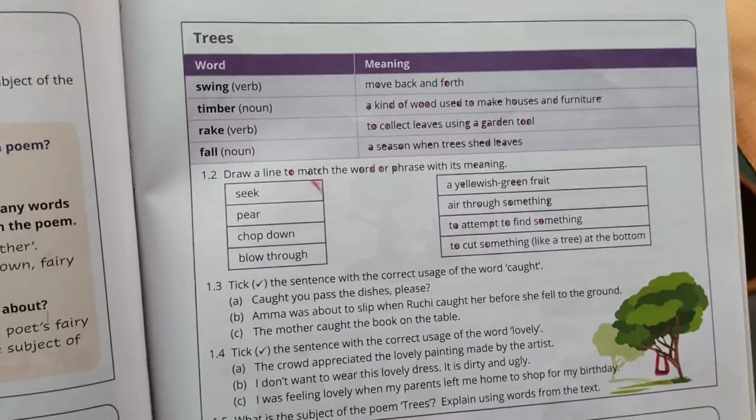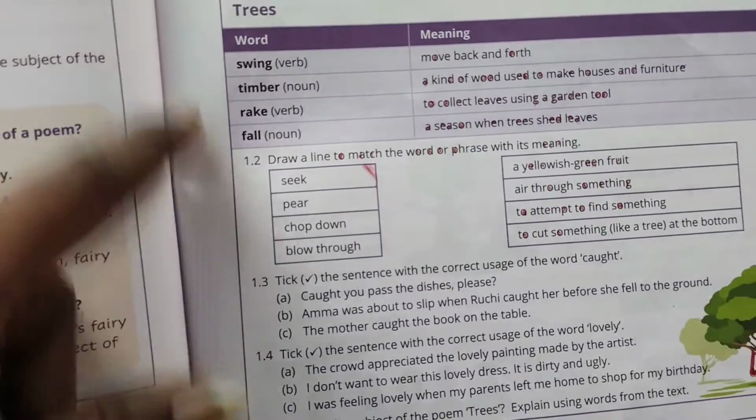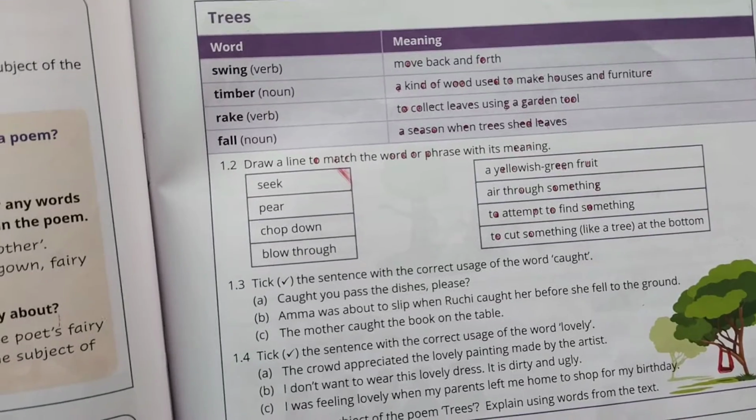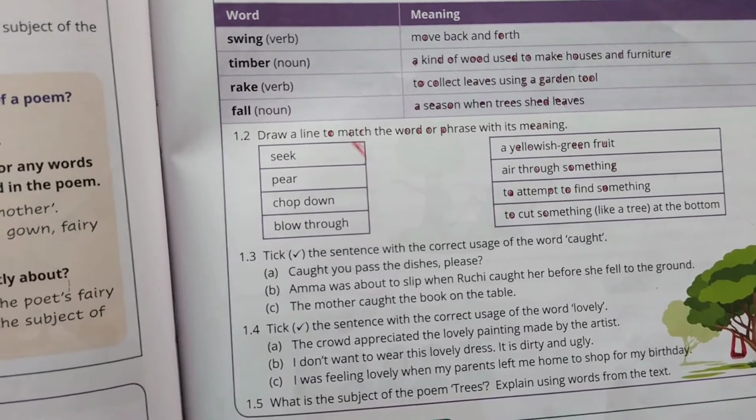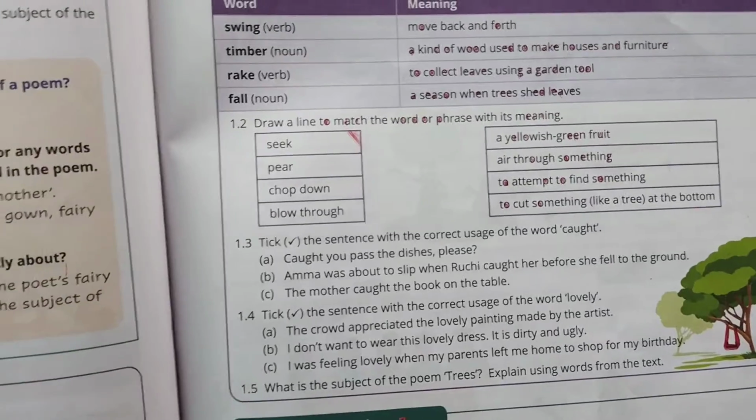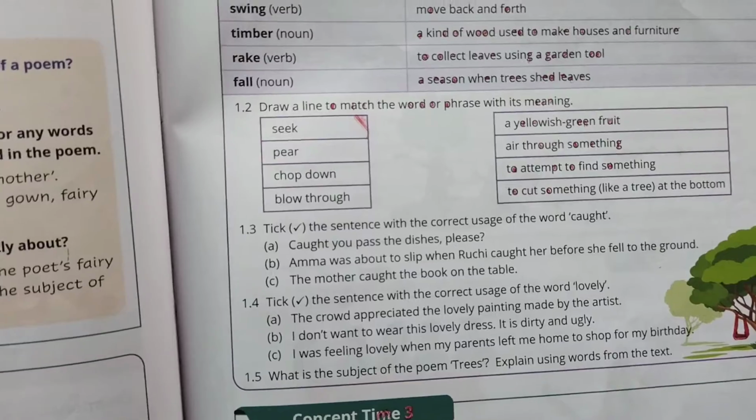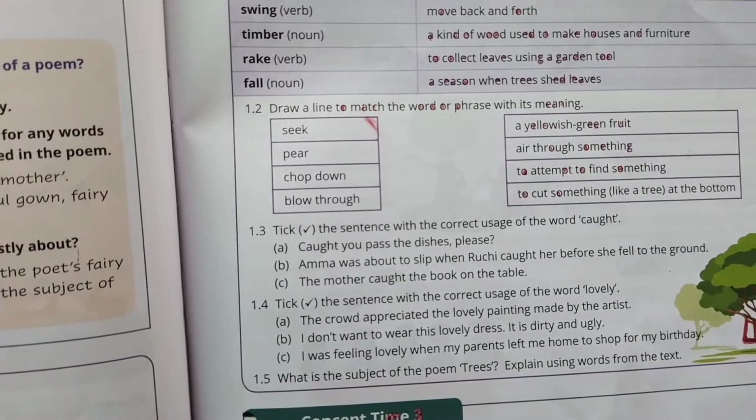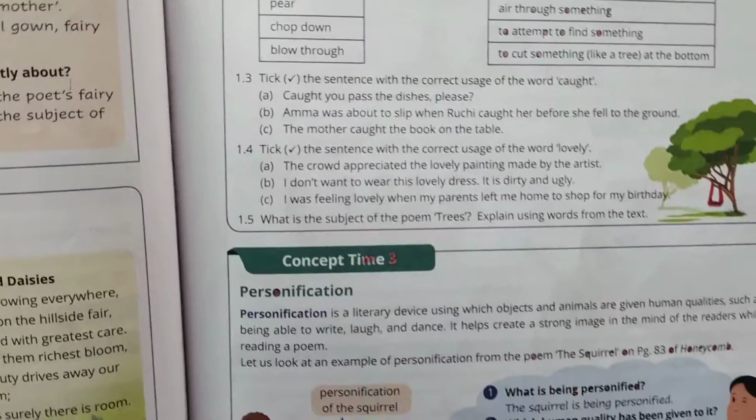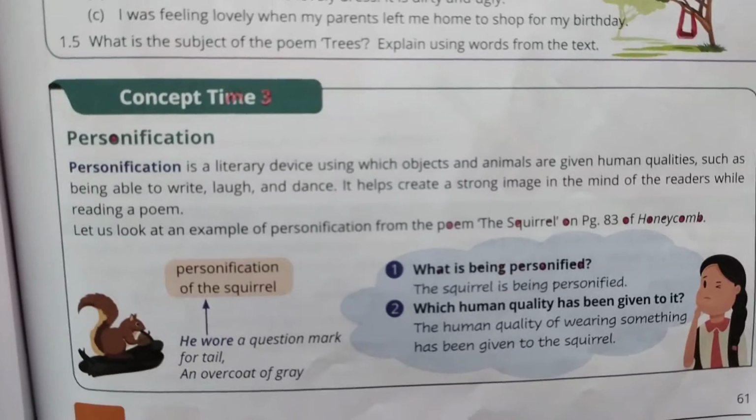So just do practice question one, identifying the subject of the poem, and you have to write the question numbers 1, 2, 3, 4 and 5. So you have to find out what is the subject of the poem Trees, and you have to explain with certain words which have been given in the poem. So the next chapter we are going to see is about personification.